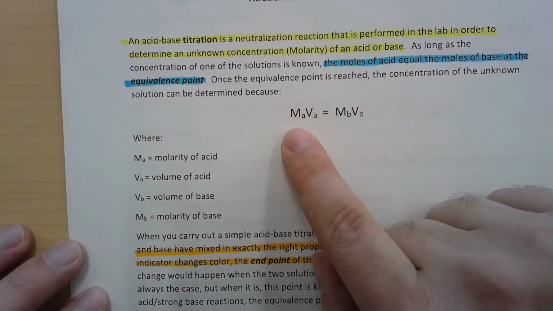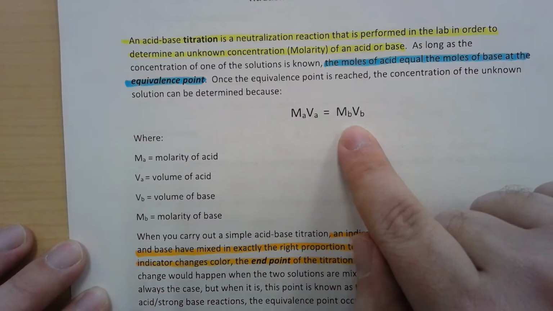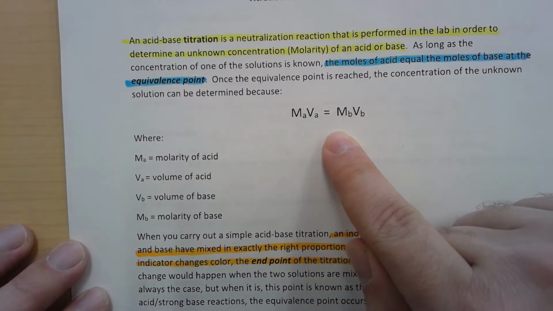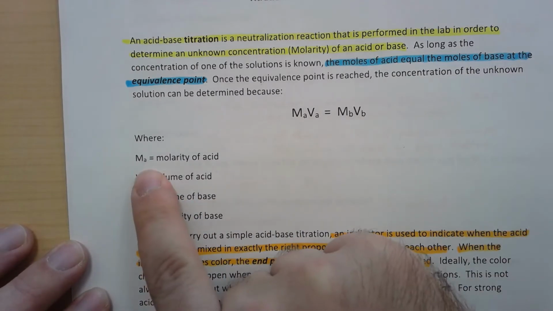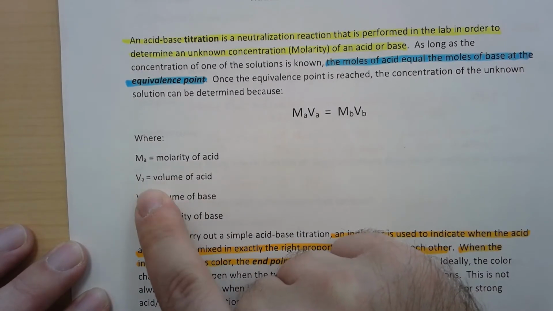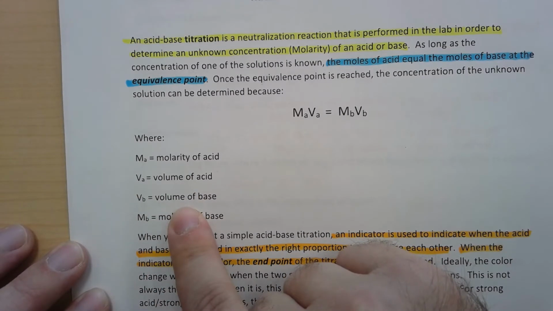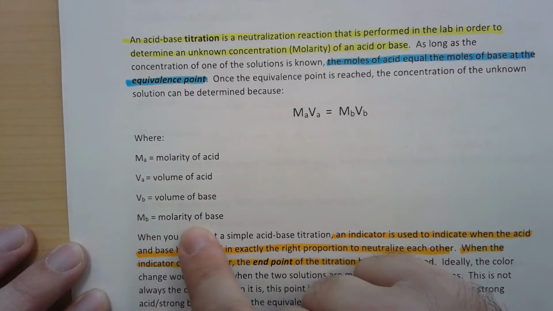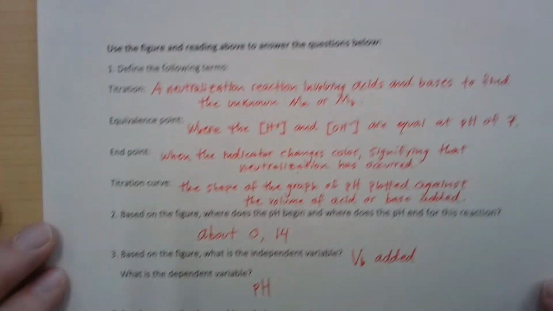It says MAVA equals MBVB. You should recognize this as something very similar to the dilution equation, where Ma is the molarity of acid, Va is the volume of acid, Vb is the volume of base, and Mb is the molarity of the base. Okay, let's talk about these answers then.